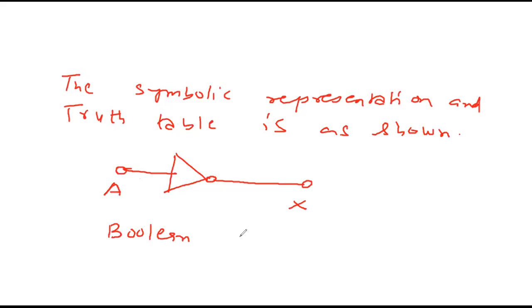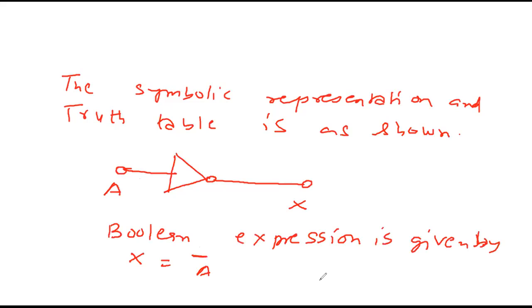The Boolean expression is given by X equals A bar, or X equals A dash. Sometimes it is also called complement. X is the complement of A, or negation of A, or inversion of A.